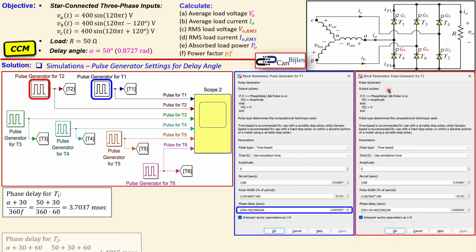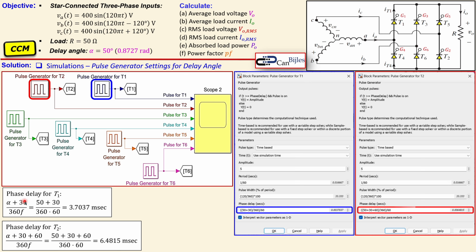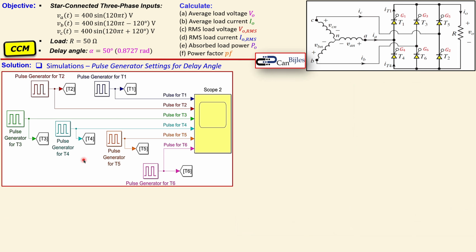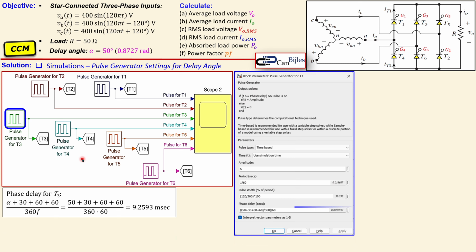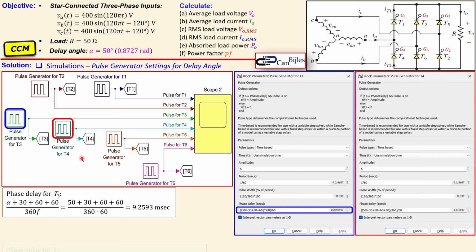And for T2 in a similar form, so I go a little bit faster, you now add plus 60, and then you get now this almost 6.48 milliseconds, also what you see here. Okay, now go to the T3 and T4. So let's bring all the data here.